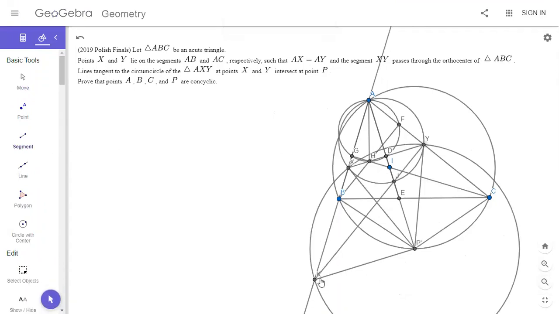What if I drew segment YK? It looks like YK passes through J, and I think that would likely solve the problem if we could show that. Yes, because that would show that those two triangles are similar. So triangle XKY is similar to triangle XP prime A. If we can show that, that would solve the problem.